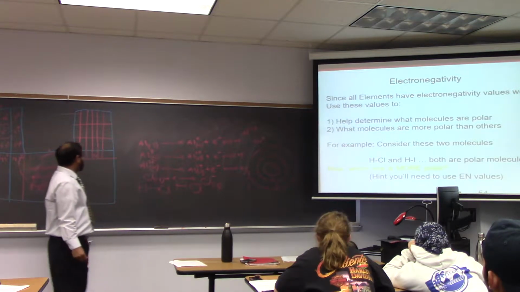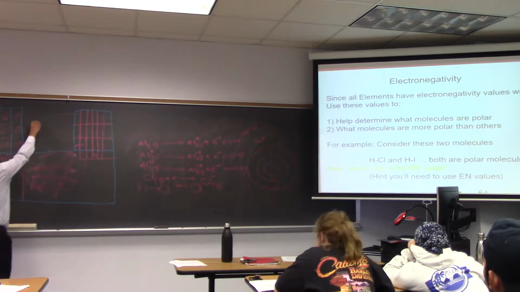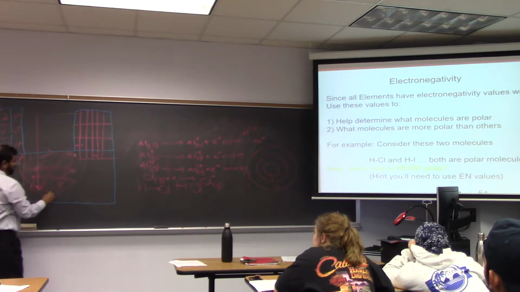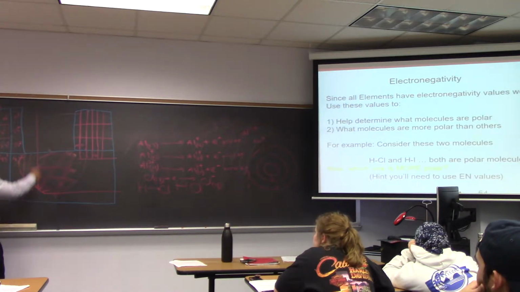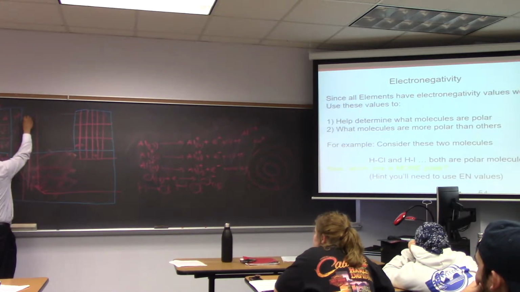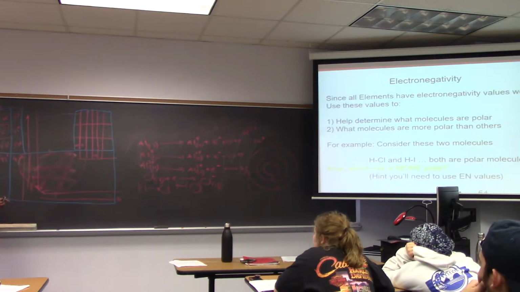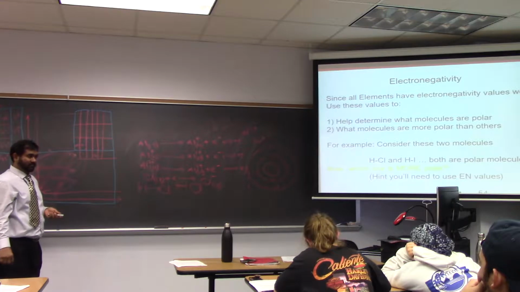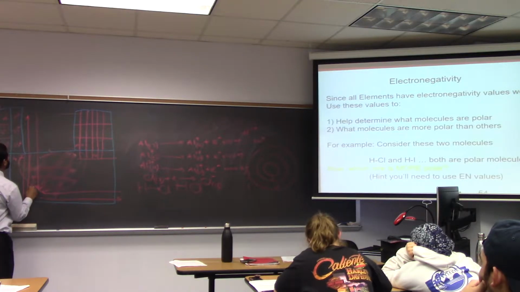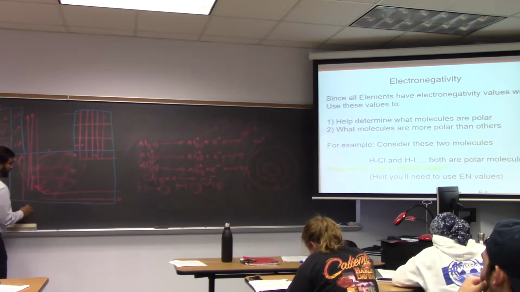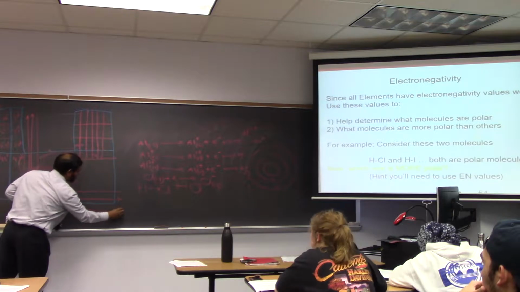So then how does the trend go? First of all, size increases from top to bottom, right? And also from right to left, size increases, right? How about the ionization? The other way. Completely opposite, right? Electronegativity is also the same. It will increase from bottom to top. Electronegativity increases from left to right.